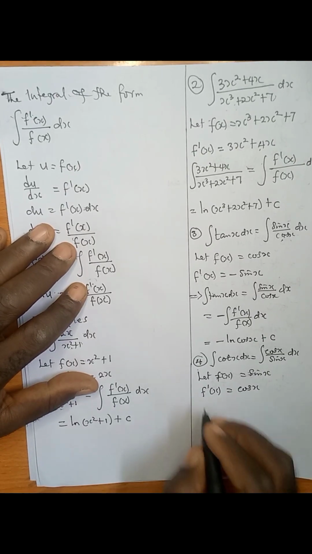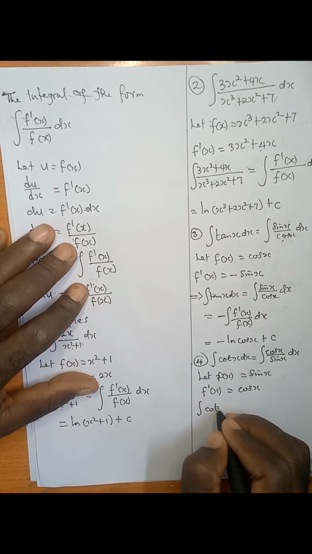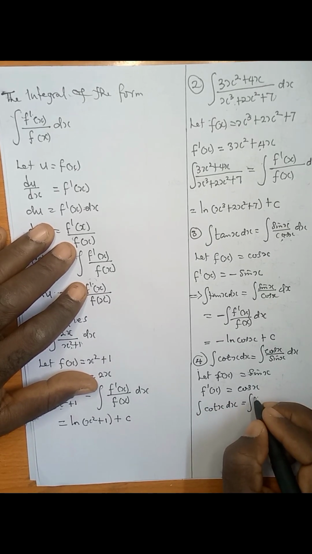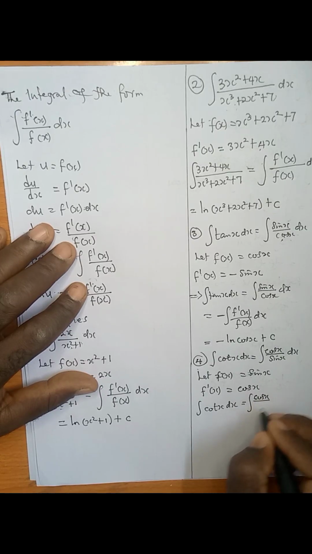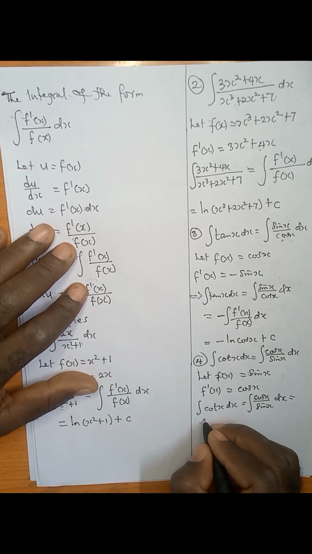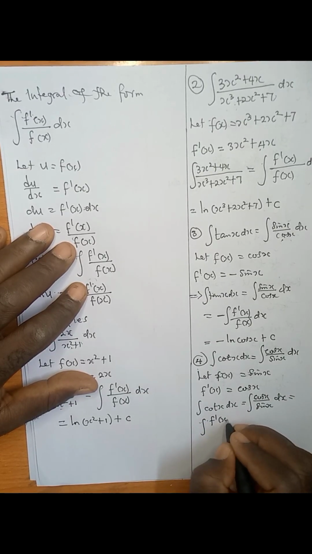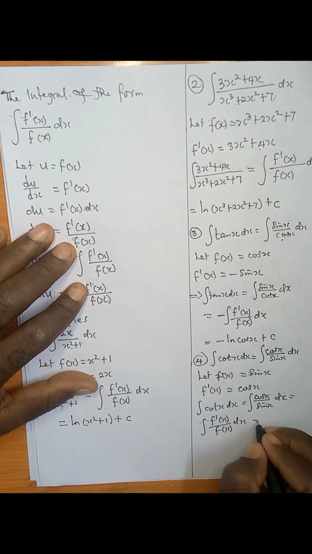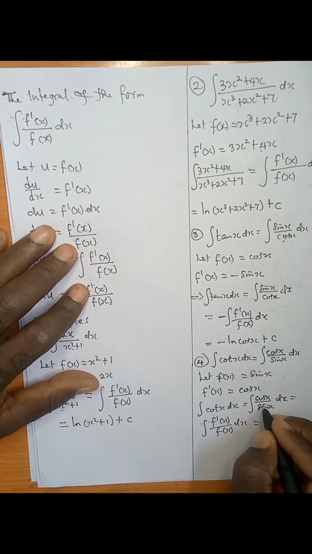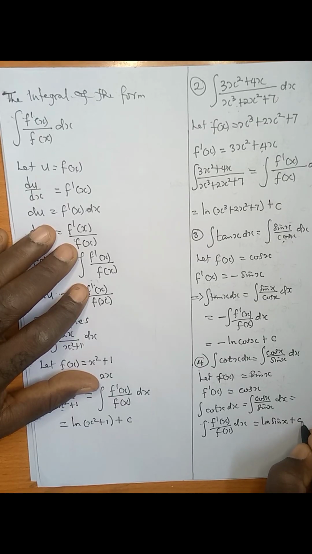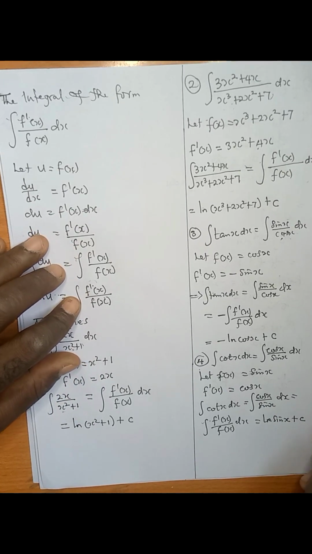That means the integral of cot x with respect to x, which is equal to the integral of cos x over sine x dx, is of the format of the integral of f prime of x over f of x dx. For that reason, since it is of this format, you just take the natural log of the denominator, which is ln of sine of x plus the constant of integration.